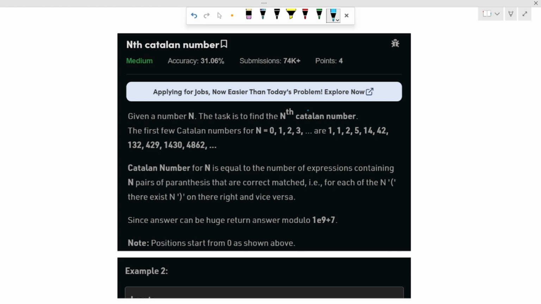Today we are going to solve the problem of the day by GFG, and today's problem name is nth Catalan number. So in this question we have to determine the nth Catalan number. So first of all, what is the Catalan number?